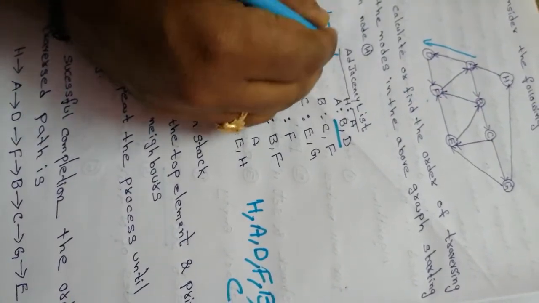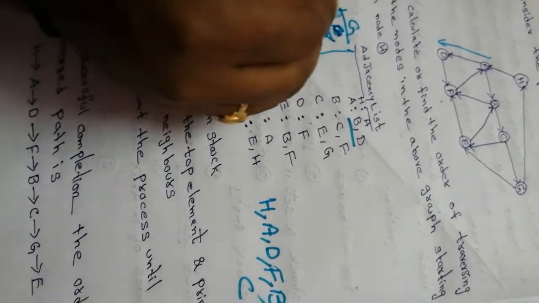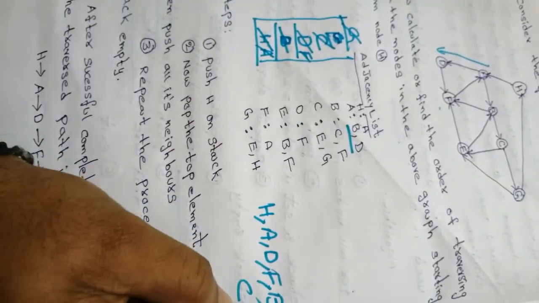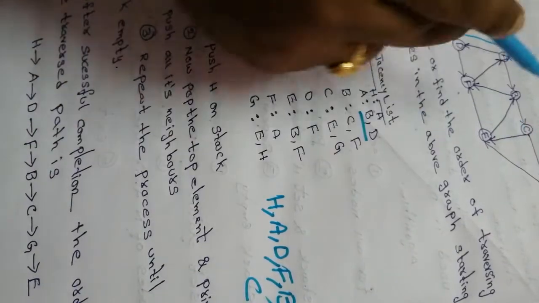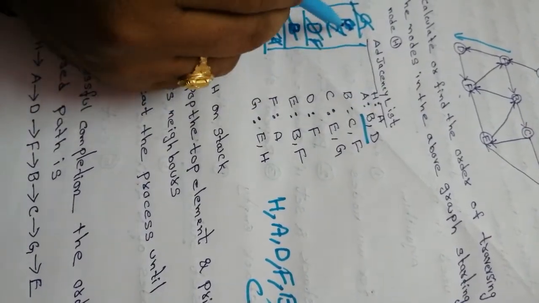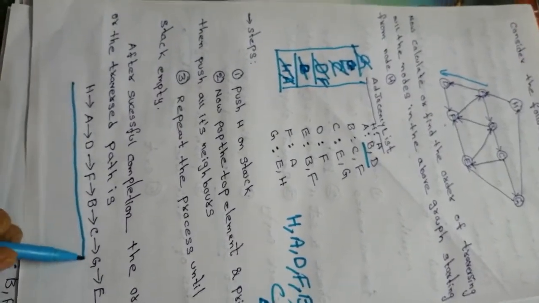We are having C, G. E and G are the neighbors. C, E, G are the neighbors. So now G is the top element removed from the stack, and then H is processed. Then what is the remaining element? E, that is popped out. This is the addition: H, A, D, F, B, C, G, E. This is the route we have been representing.